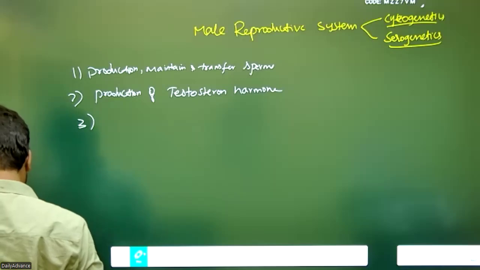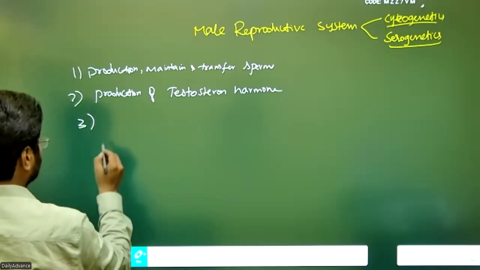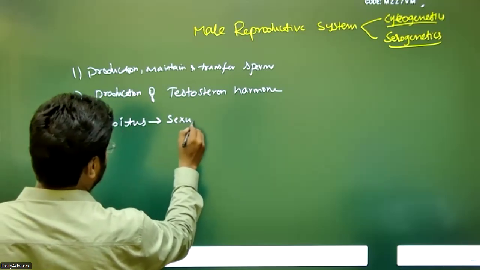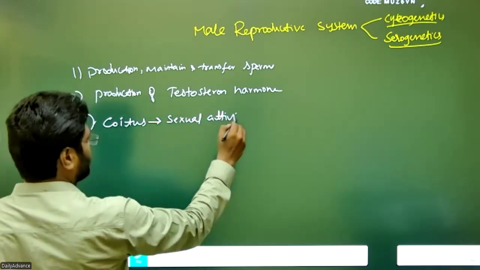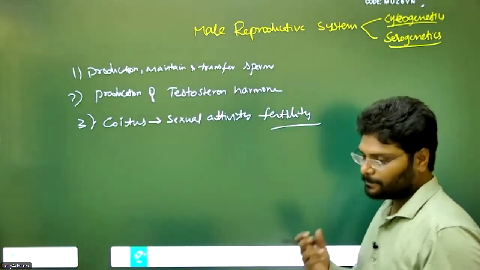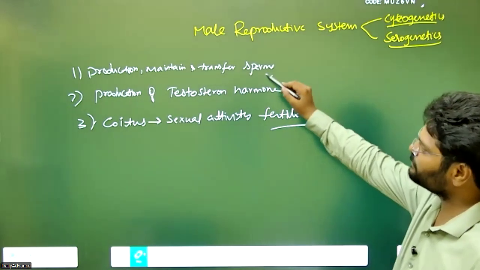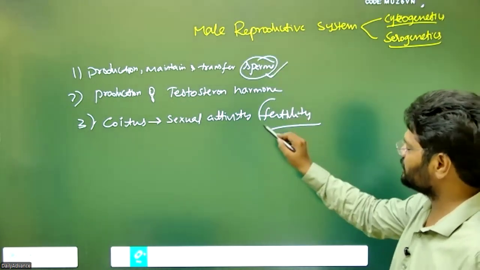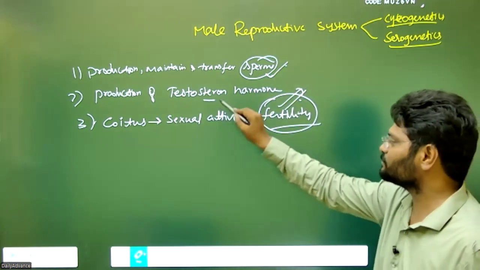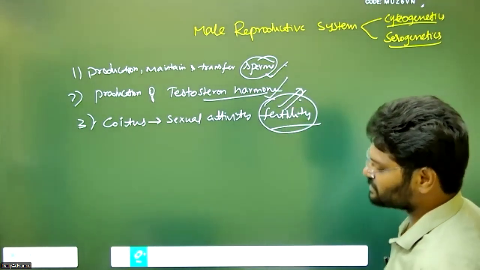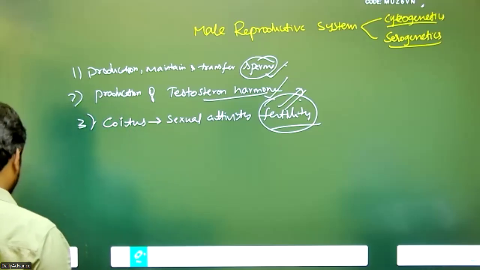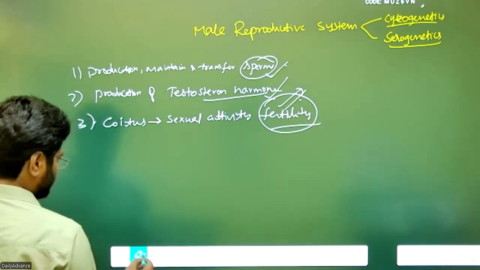And third one is coitus, the sexual activity through which fertility occurs. So these are the three primary functions performed by the male reproductive system: production, maintenance, and transfer of sperms, and coitus or sexual activity through which the sperms are released into the female body. At the same time, the male reproductive system also synthesizes the testosterone hormone, which is responsible for many male activities in the body. So what are all the internal and external? So cytogenetics.